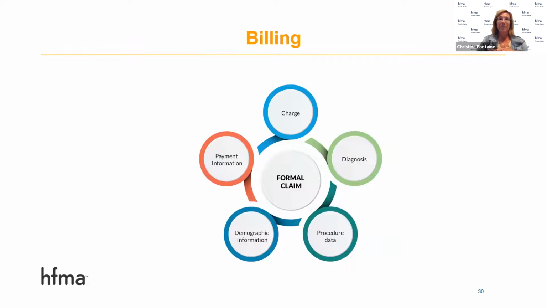So the billing step entails compilation of charges, diagnosis, and procedure data from the medical record. The formal claim should also include demographic and payment information. It's sent to the health plan. Any prior authorization or utilization review information required by the health plan must also be included in the claim.